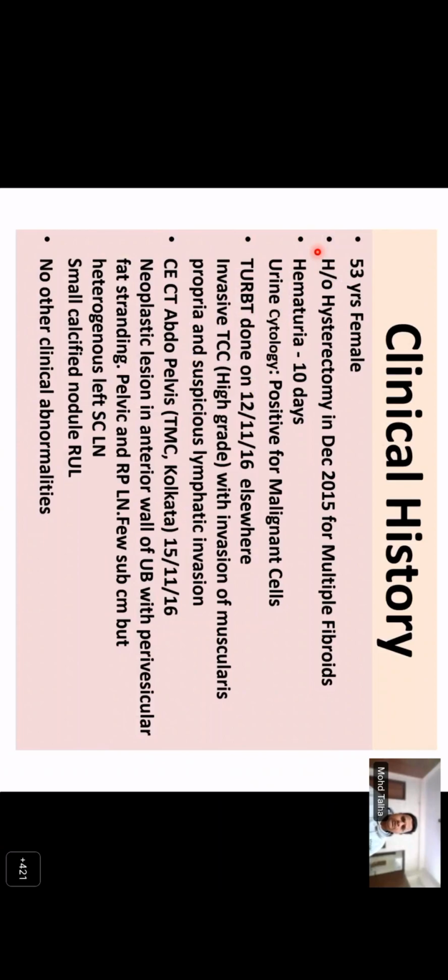The second case was a 53-year-old female. She had a history of hysterectomy for multiple fibroids. That's the history we got. Hematuria for 10 days, urine cytology was positive for malignant cells. Somewhere else, TURBT was done, and it was called invasive TCC with invasion of muscularis propria and lymphatic invasion. On CT abdomen, the report was a neoplastic lesion in the anterior wall of the bladder with pelvic and retroperitoneal lymphadenopathy.